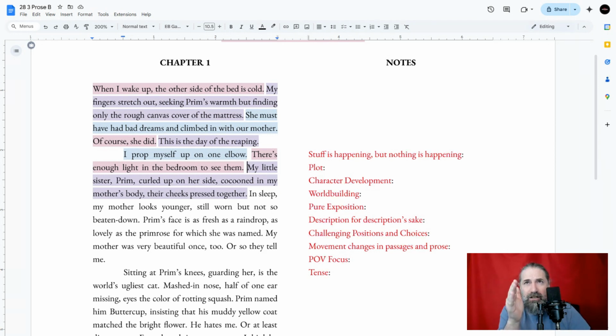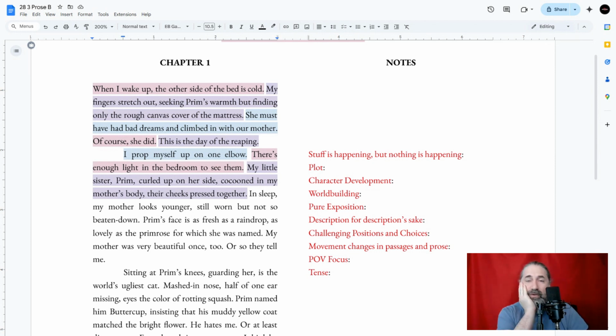She is specifically choosing to recognize these particular things, for example, my little sister, Prim, curled up on her side, cocooned in my mother's body, their cheeks pressed together. It could have easily been not that interesting. She could have not been like, look how safe she looks. Look how protected she looks in our mother's arms. Cocooned, warm, safe, protected, right? It could have just been like my little sister laid with my mother across in the other bed. It could have been that, because that could have been her emotional experience and what she's perceiving. All right. So any other character would not have seen that description the same way.